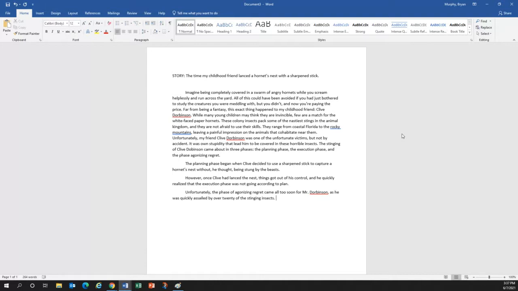The stick went through the nest, and a black cloud of these insects erupted from the nest and covered my friend. And I was standing across the street, and I had tried several times to talk him out of doing this, but he didn't listen to me, and he probably should have. So this is a true story.